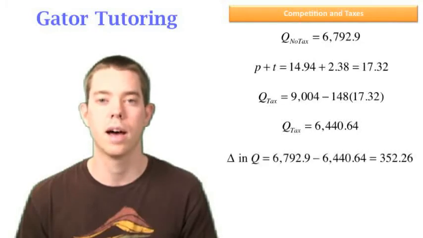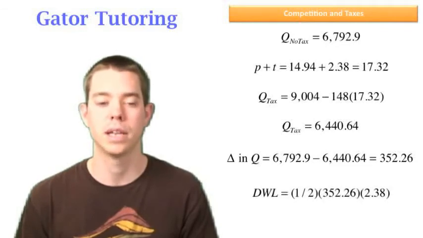So now we can solve for the deadweight loss. It's just going to be 1/2 base times height, where the base is the change in quantity. And here we see the change in quantity is 352.26. And again, that deadweight loss is 1/2 base times height. The height of that triangle is the height of the tax. So we have 1/2 times 352.26 times 2.38.